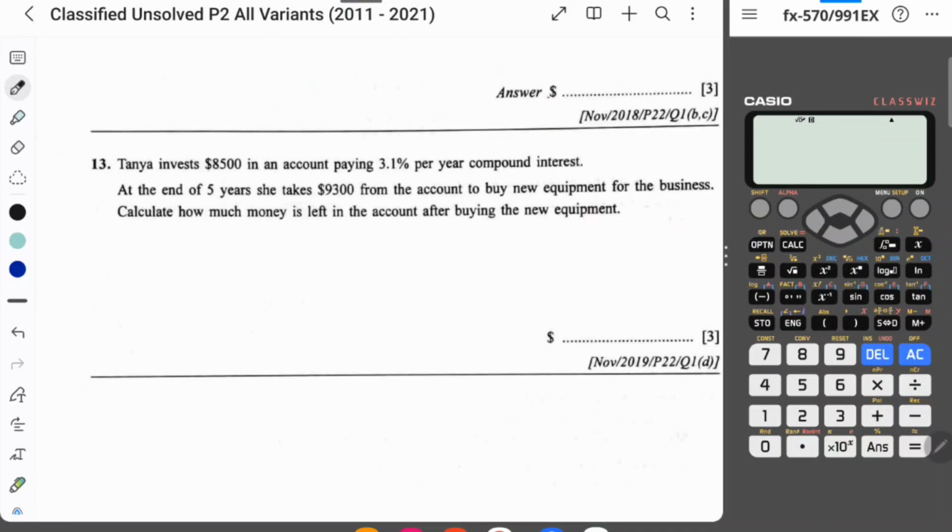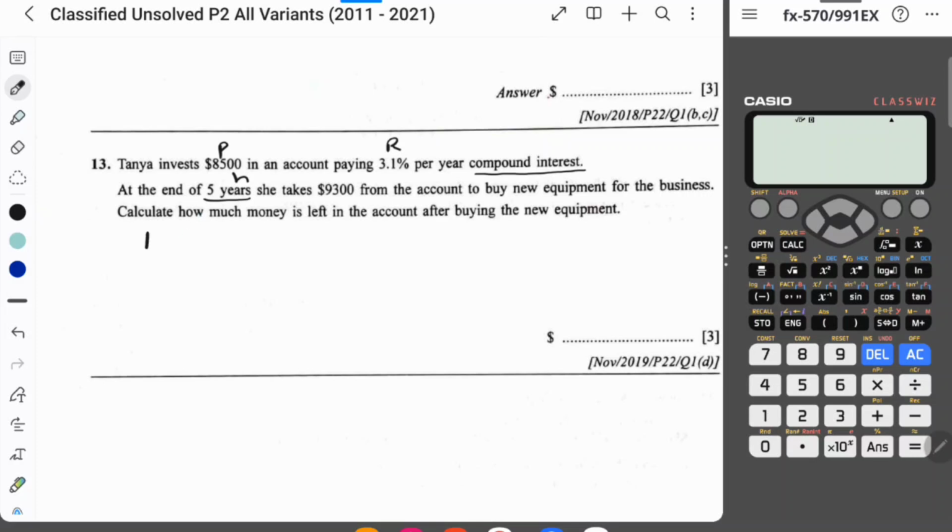All right, so one more question of compound interest from a past paper. Tanya invests 8,500, means 8,500 is the principal, in an account paying 3.1%, which is the rate per year compound interest, at the end of 5 years, and n is 5 years. She takes 9,300 from the account to buy new equipment for the business. Calculate how much money is left in the account after buying the new equipment. It means we just have to find out how much is the amount after 5 years in the bank, and then we exclude this 9,300.